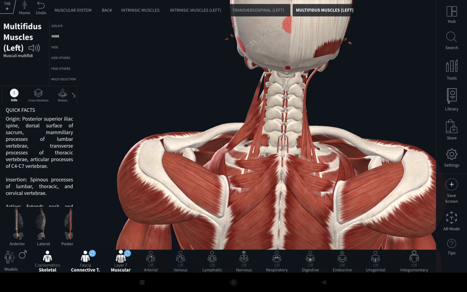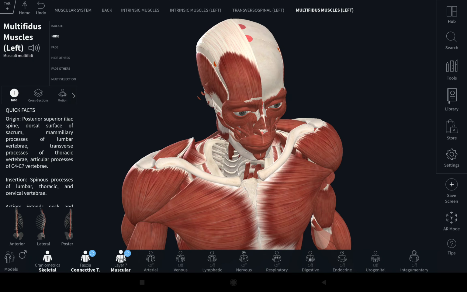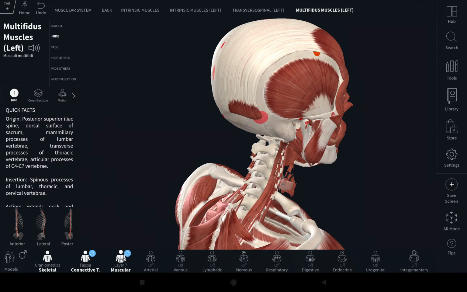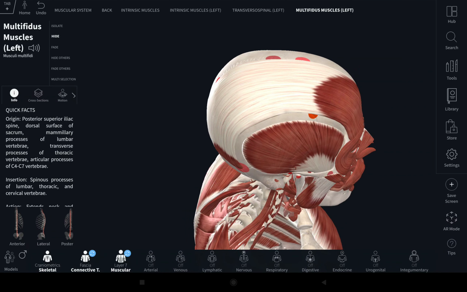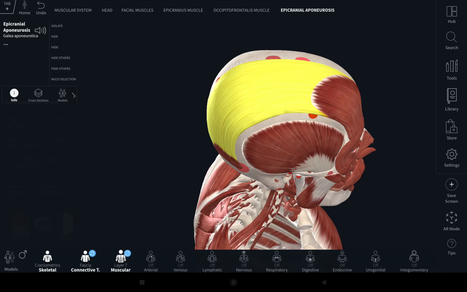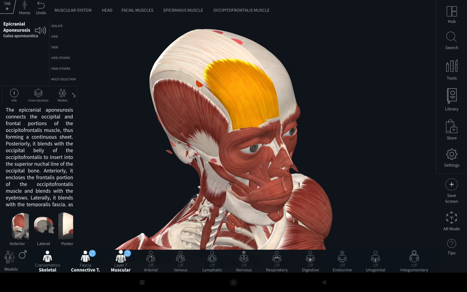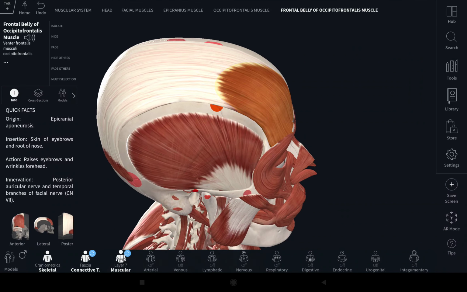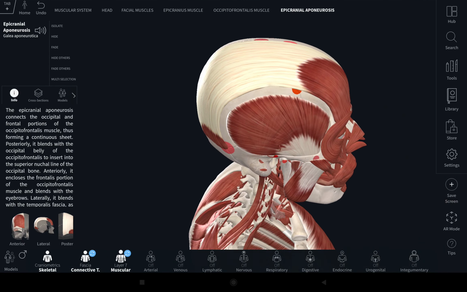Now we focus on the skull, the big muscle from your forehead to your occipital bone. This big muscle is the frontalis muscle. This is the frontal belly of occipitofrontalis muscle, and behind it is the epicranial aponeurosis.